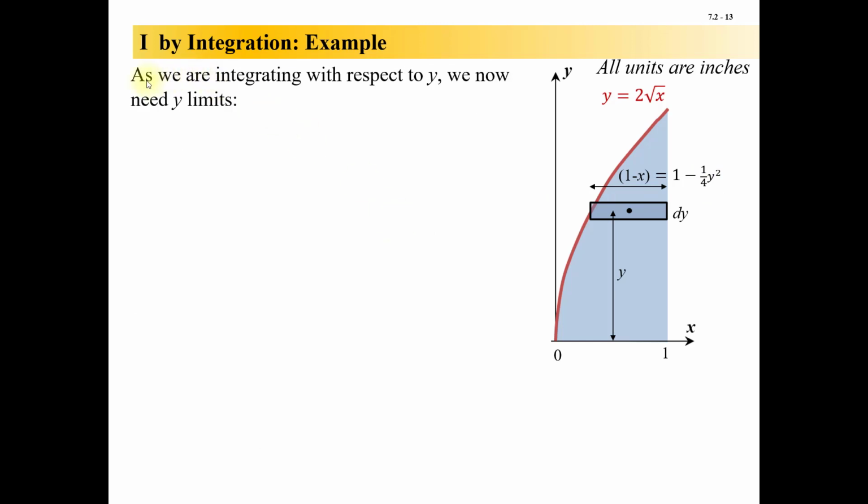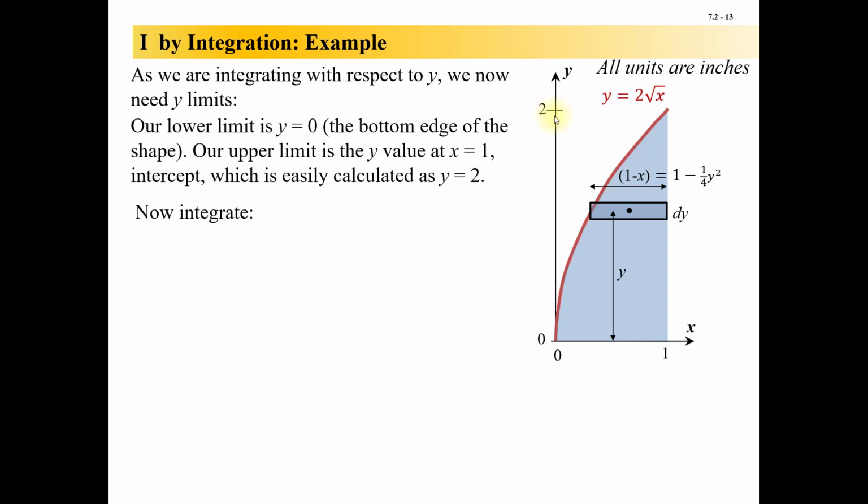As we are integrating with respect to y, we need to know the y limits of integration. So we're not going to use 0 and 1 anymore. We're still going to have 0 as our lower limit, but we need to figure out what the y value is right here. How do we figure out what this y value is? Pretty obvious. You plug in your x here. So 2 times the square root of 1 is going to be 2. So our upper limit is quite simply 2.